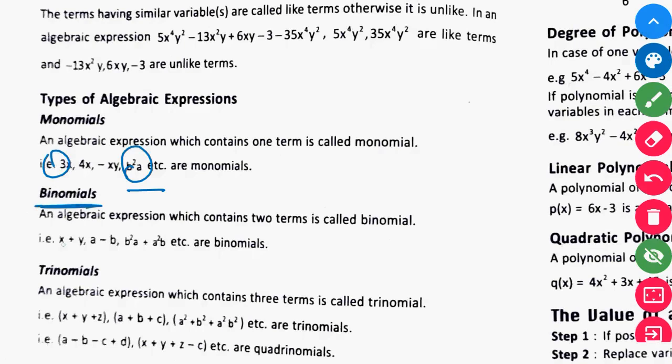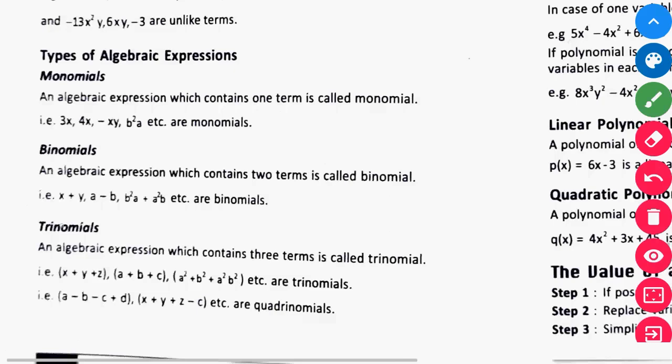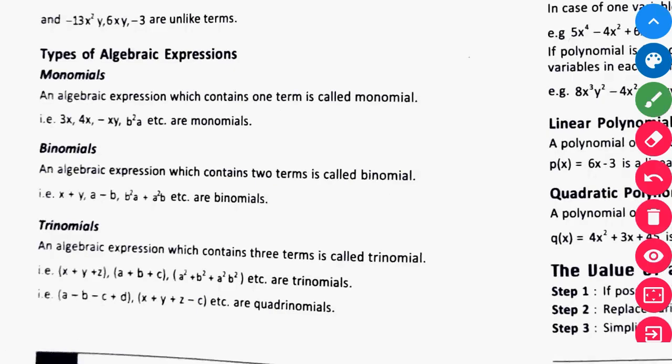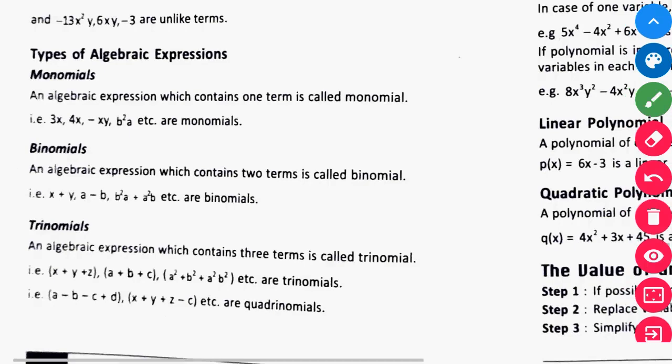What is meant by binomial? Having two terms, like x plus y, a minus b, a square b plus a b square, is known as a binomial algebraic expression. And trinomial has three terms. Tri means 3, bi means 2, mono means 1. Only one term, either constant or variable, is a monomial. If two terms are there, then binomial, and if three terms, then trinomial.